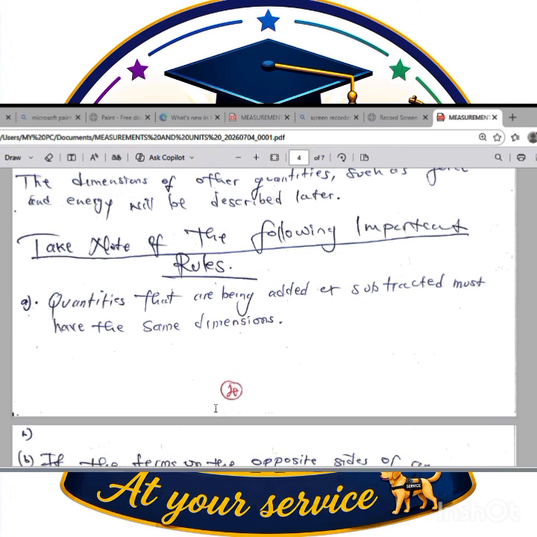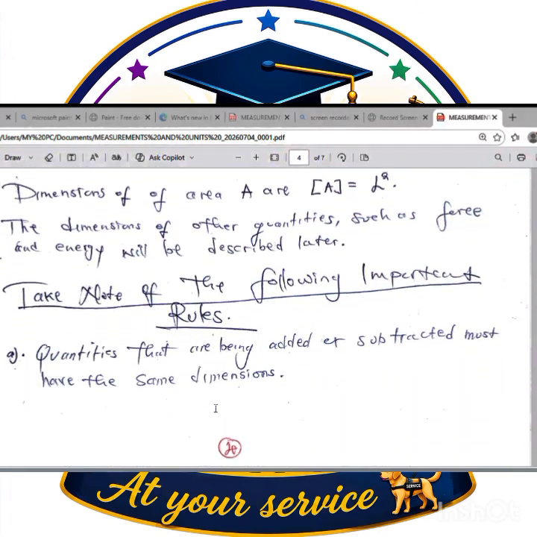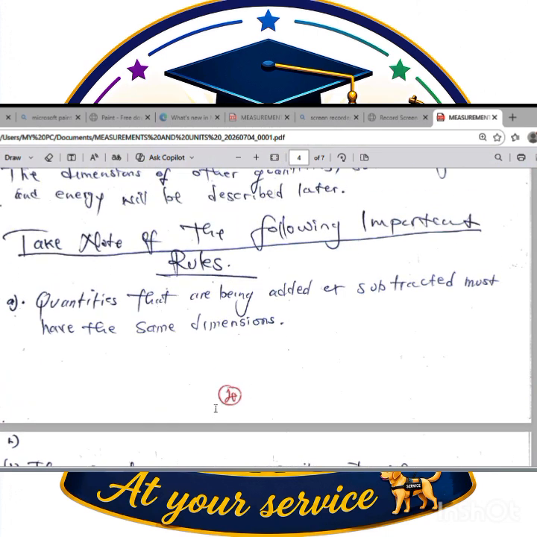So you don't just come up with these dimensions and everything like that. There are rules which you need to follow. And one of the rules says that quantities that are added or subtracted must have the same dimensions. So if the quantities have different dimensions, then you can't add or subtract those quantities. You just let them be the way they are.